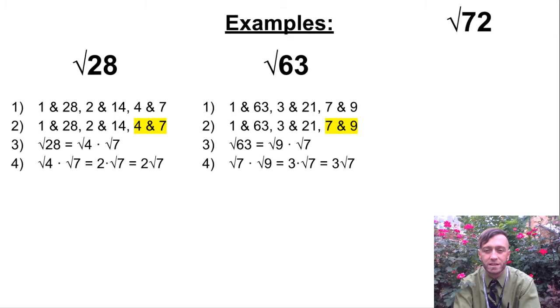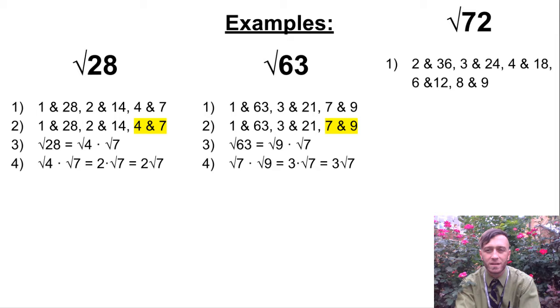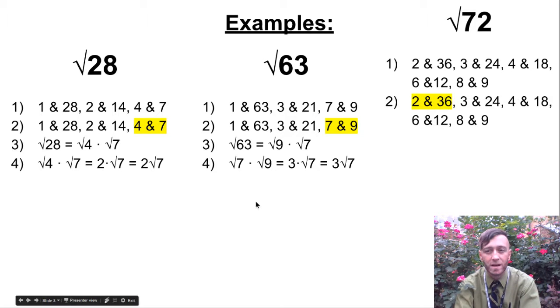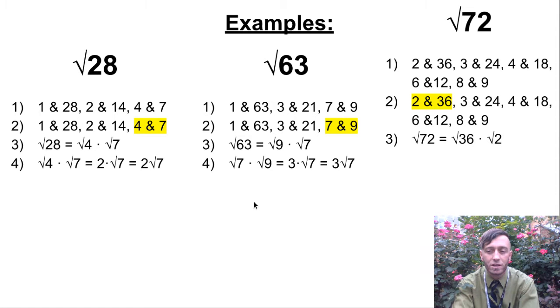So square root of 72. All right, what are our factors? I've got 2 and 36, 3 and 24, 4 and 18, 6 and 12, 8 and 9. Now this one's tricky because 9 is a perfect square and so is 36. Whenever you have to pick, you want to pick the largest perfect square. That's why we're going to pick 2 and 36. So break it up into a product of square roots: square root of 36 times the square root of 2. Square root of 36 is 6, so we get 6 square root 2.